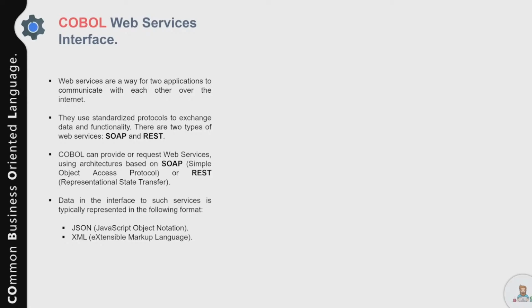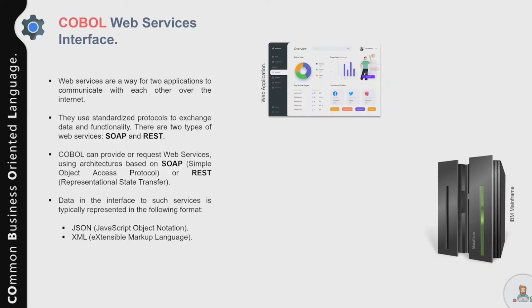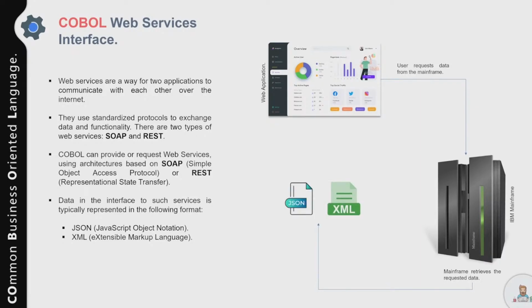And as you know, COBOL is one of the oldest programming languages that is still in use. But interestingly, it can provide and request web services using an architecture based on SOAP, that is Simple Object Access Protocol, or REST, that is Representational State Transfer. Apart from that, the format commonly used for displaying data in the interface of these services is either JSON, that is JavaScript Object Notation, or XML, that is Extensible Markup Language.